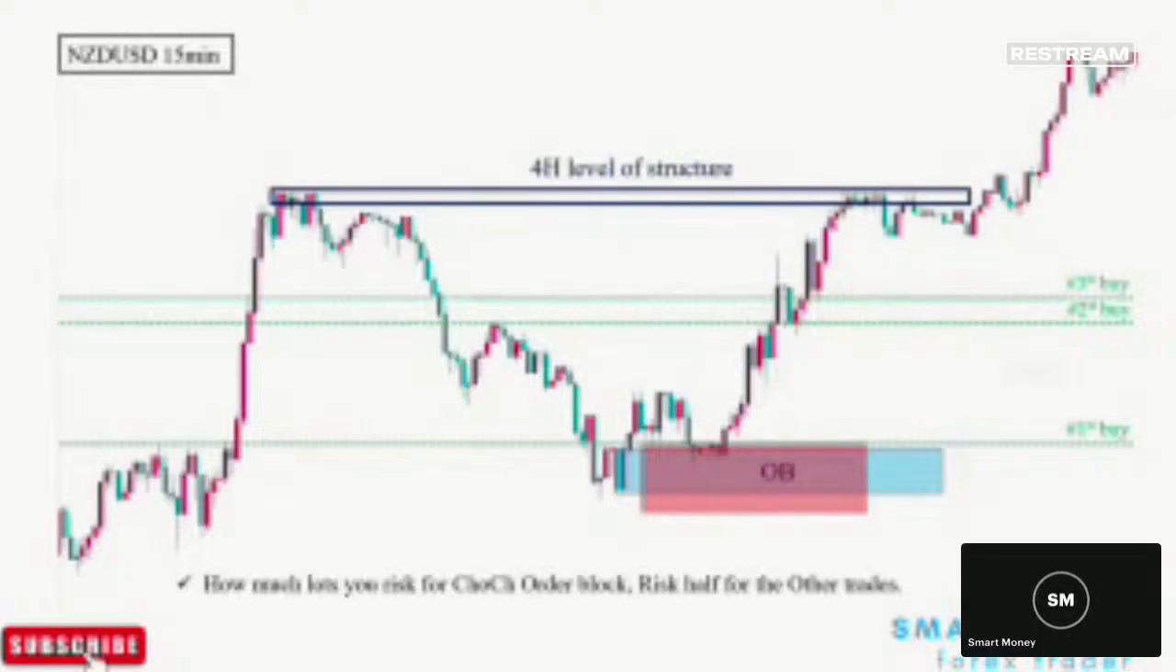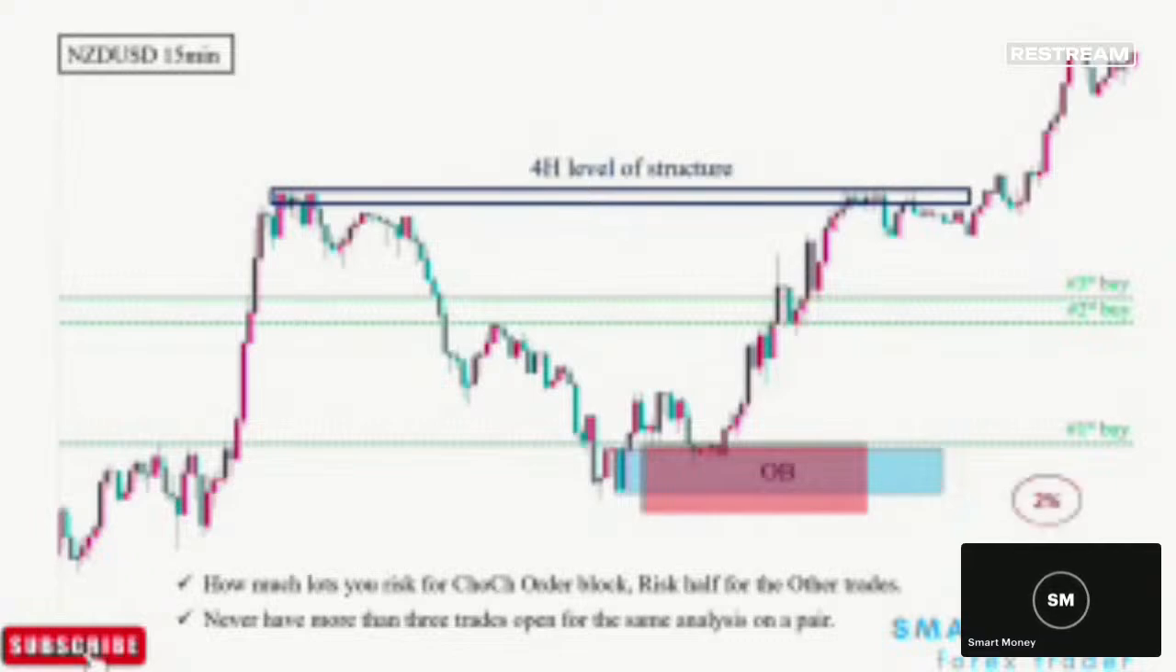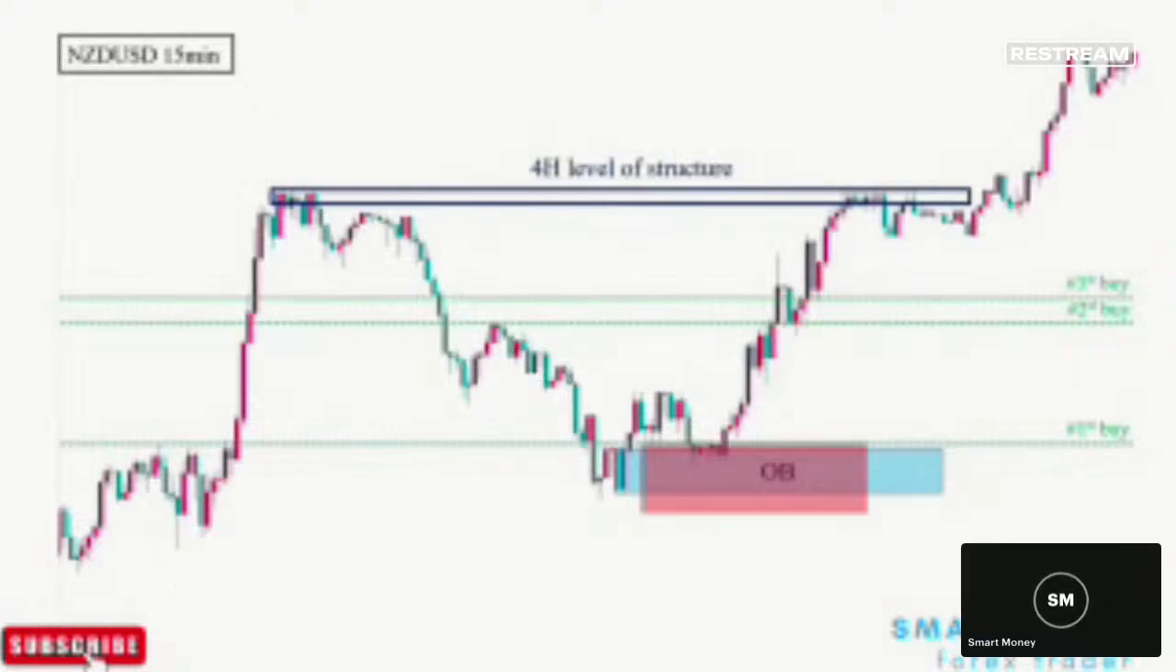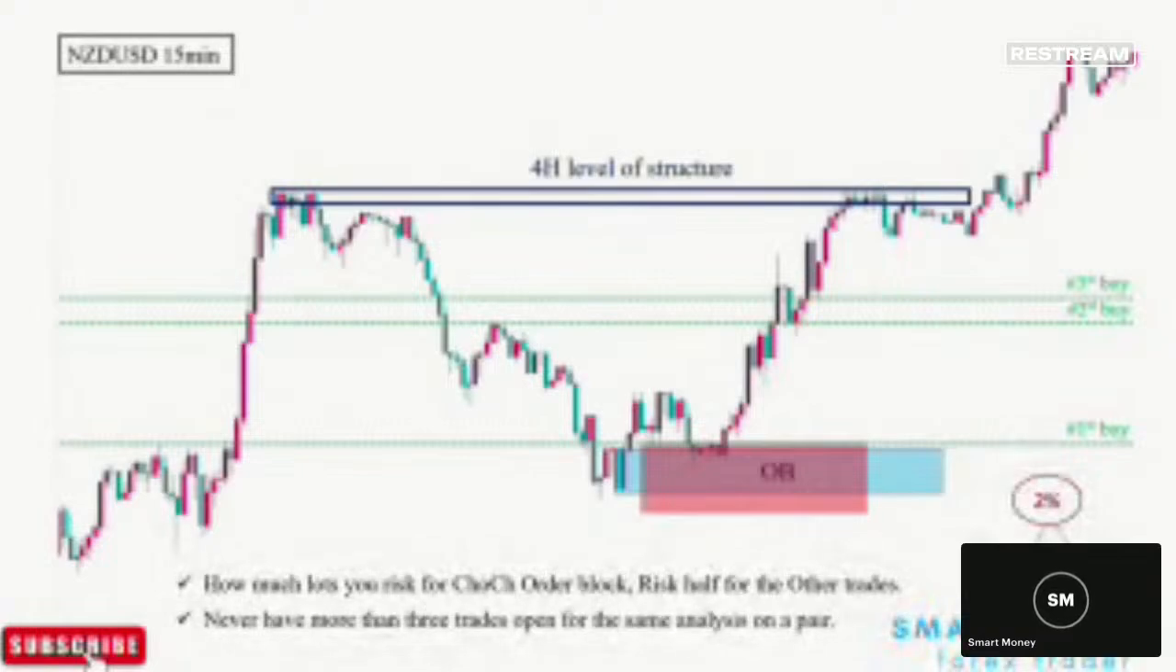Also, keep in mind that whatever position size you risk for the change of character, for the other blocks you need to risk half of the size on the following trades. Also, never have more than 3 trades open for the same analysis on a pair. For example, if you have a small account and are willing to risk 2% for the first trade, risk 1% for the second and third. This way, in the worst case scenario, you will only lose 4% of your capital. But in the best cases, you will earn far more profit, which is how you make a smart risk.